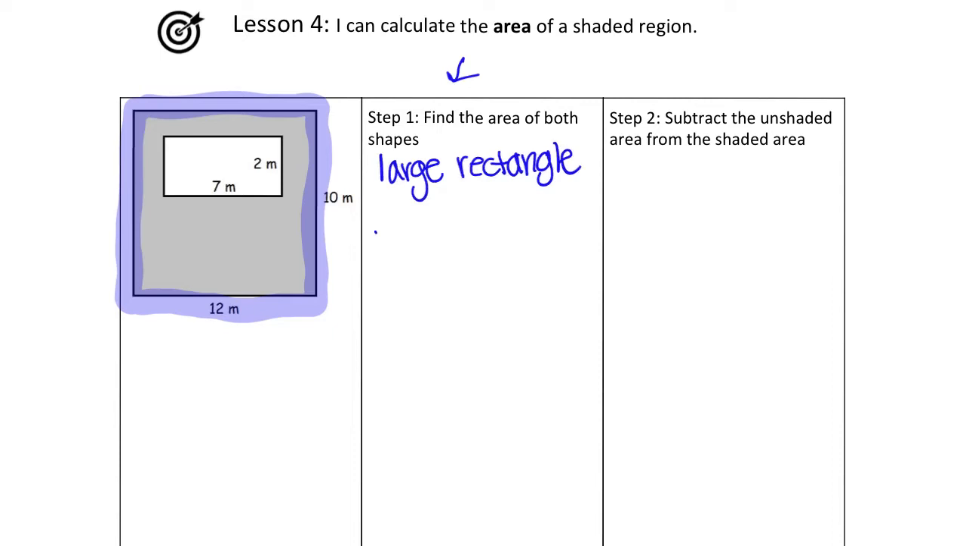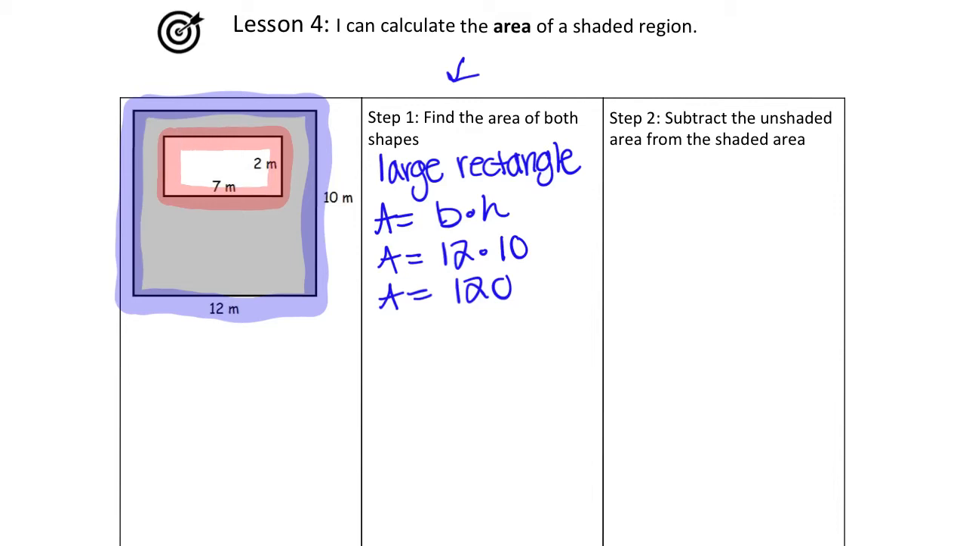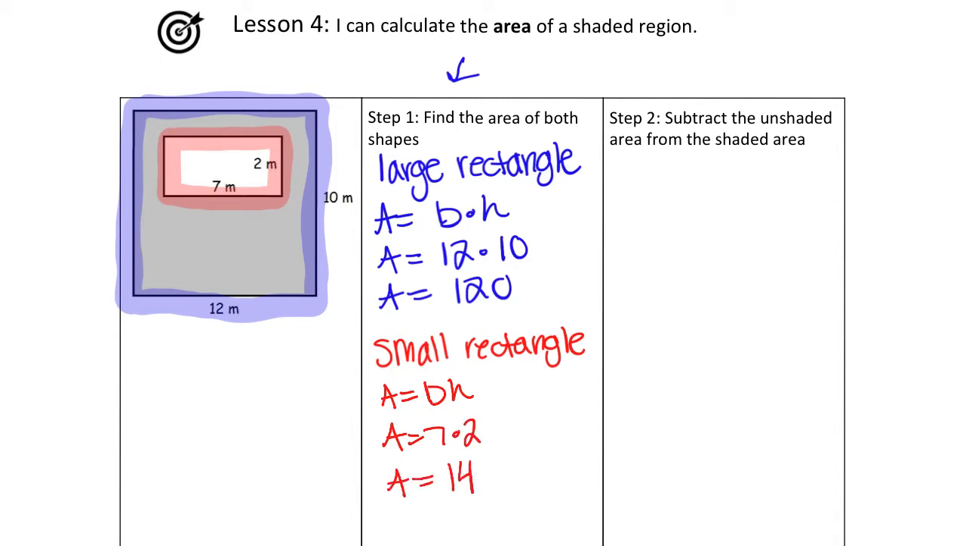Okay, and its area is the base times the height. Okay, the base is 12, the height is 10. So its area is 120. Then let's find the area of this smaller rectangle. So we're going to call it the small rectangle. Pretty straightforward. Its area is also the base times the height. So 7 times 2. Its area is 14.